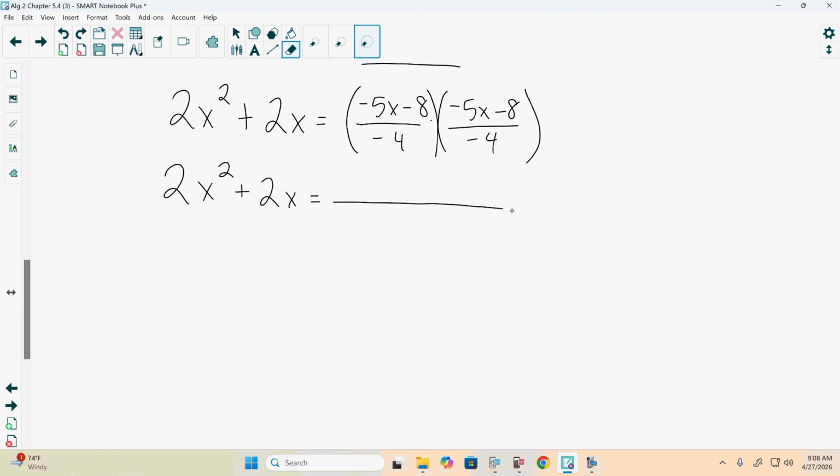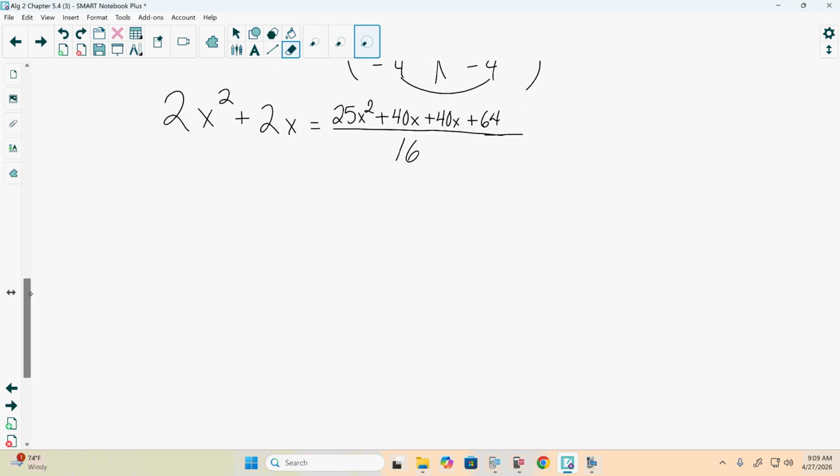Now let's do the denominators first, because we've got to multiply numerator with numerator, denominator with denominator. Well, negative 4 times negative 4 is 16. The numerators, negative 5x times negative 5x, negative 5 times negative 5 is going to be 25. X times x is x squared. Negative 5x times negative 8, negative and negative would make a positive. 5 times 8 is going to be 40, and we still have our x. Negative 8 times negative 5, again, is going to be plus 40x. And negative 8 times negative 8 is going to be plus 64. Combine like terms.